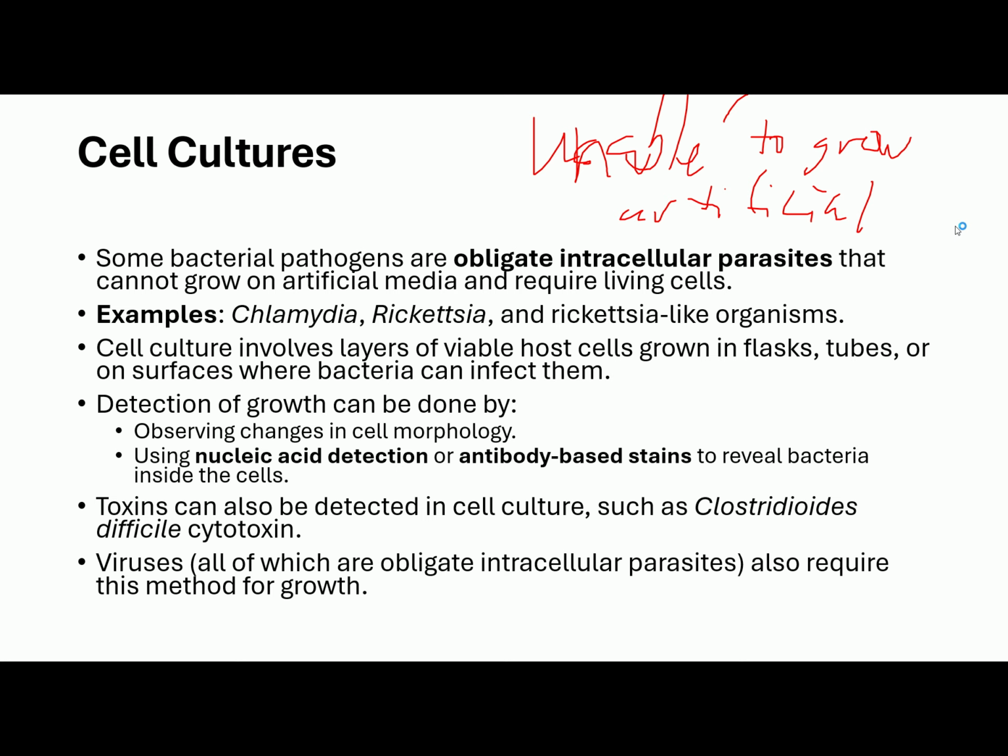Now, cell culture would involve layers of viable host cells grown in flasks, tubes, or on a surface where bacteria can infect them. Detection of growth can be done by observing changes in cell morphology, using nucleic acid detection or antibody-based stain to reveal bacteria inside the cell. Toxins can also be detected in cell culture, such as Clostridioides difficile cytotoxin. Viruses, which are all obligate intracellular parasites, also require this method.